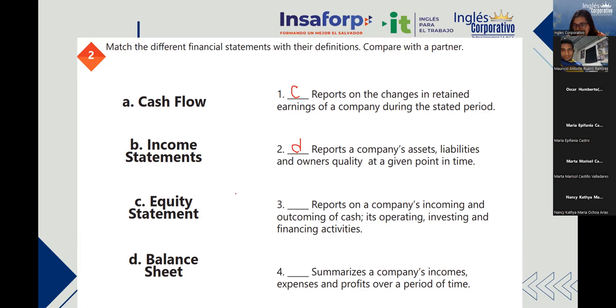And number three, reports on a company's incoming and outgoing of cash, its operating, investing, and financing activities. Letter A. That's cash flow. And number four, summarizes a company's incomes, expenses, and profits over a period of time. That's letter B. Nice. That's right, just refreshing what we were studying yesterday.